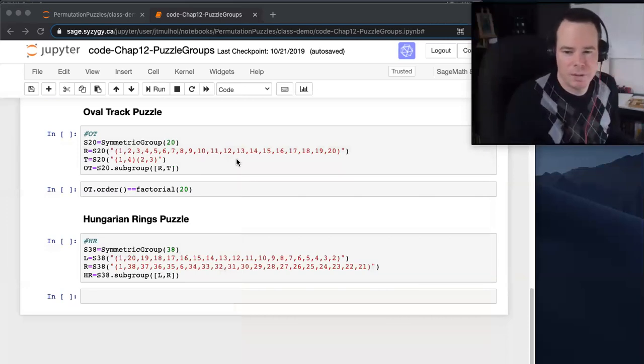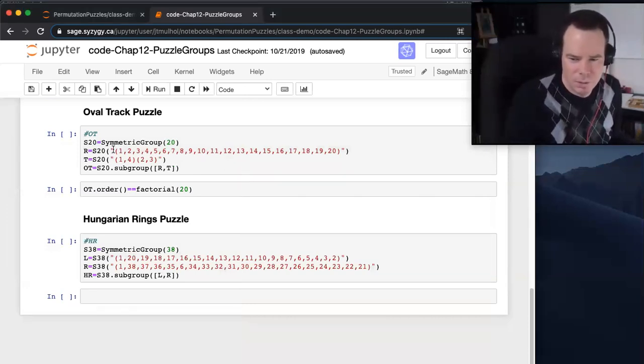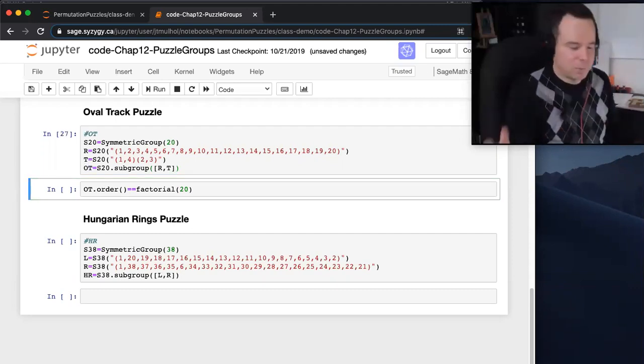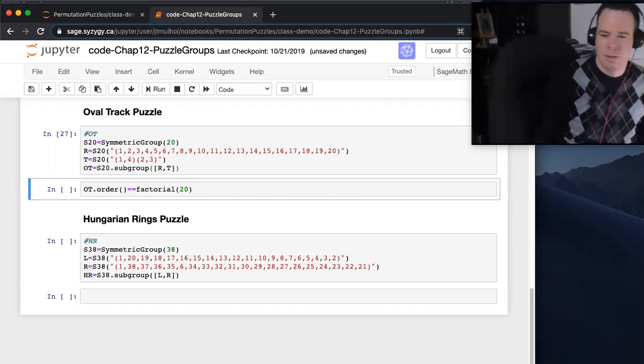And so we can put that into Sage. We can say, here we go. Here's our one move, which we'll call R. There's our turntable move, which we call T. Let's build the oval track group, OT. And now that's all possible products of all possible inverses of all of these things.